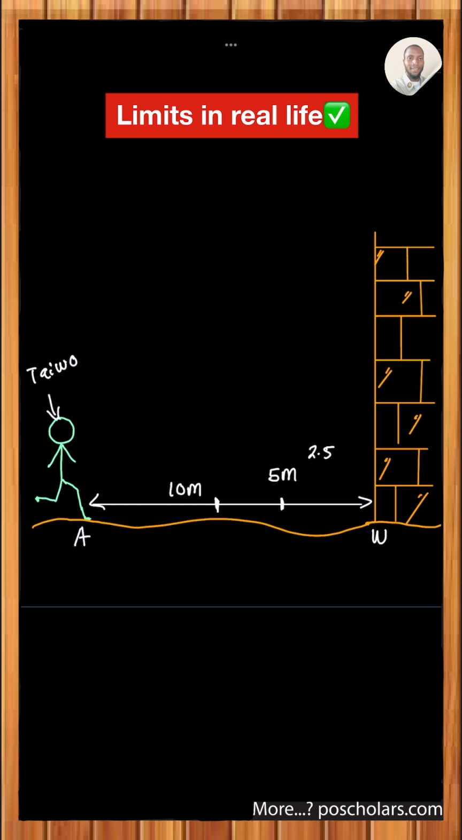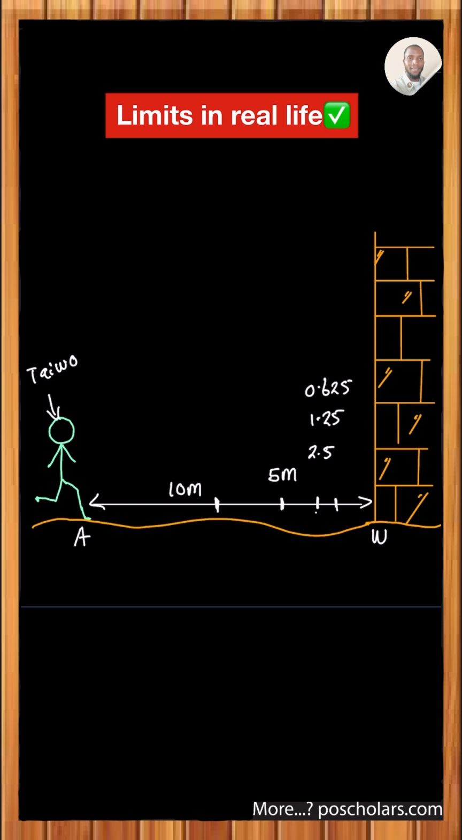Now again, Taiwo will continue the journey from this point to half of this journey. And what's half of 2.5? The half of 2.5 is 1.25, right? He has journeyed to this part. Now the rule says Taiwo will continue to walk half the journey. Now Taiwo will journey again from this point to half of 1.25. And what's the half of 1.25? That's 0.625, which is somewhere here, right?